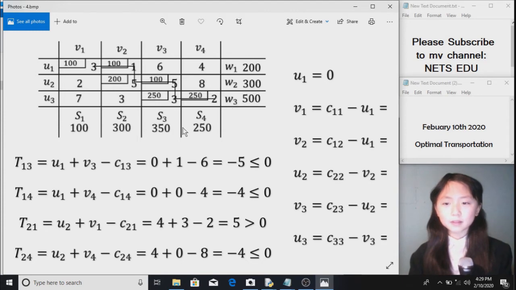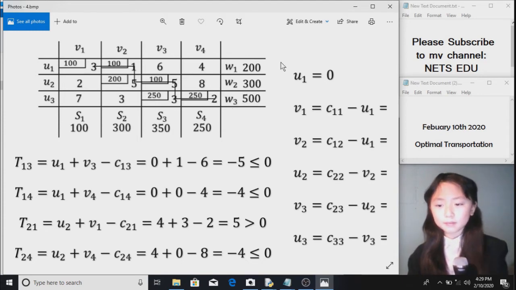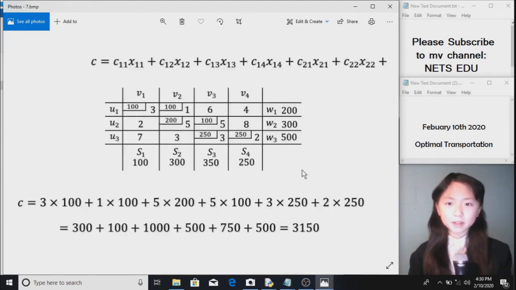It's time to adjust. But before we do that, let's first see what's the value of our corner. So this times this, we get 3,150. So if we use this one here, we will spend a total of $3,150,000.